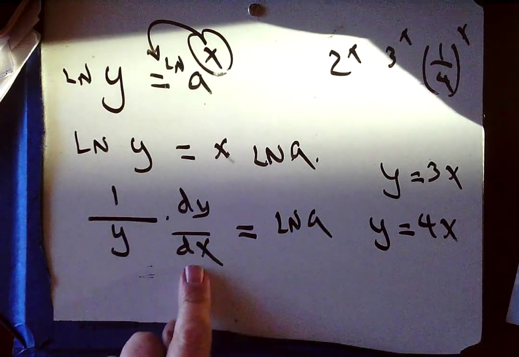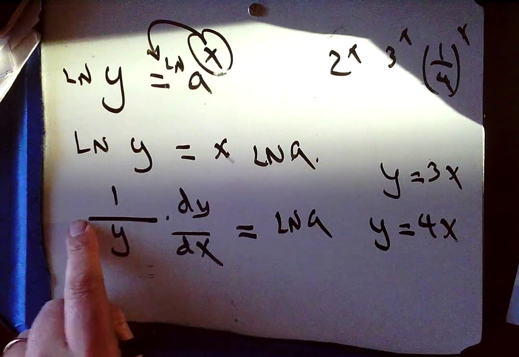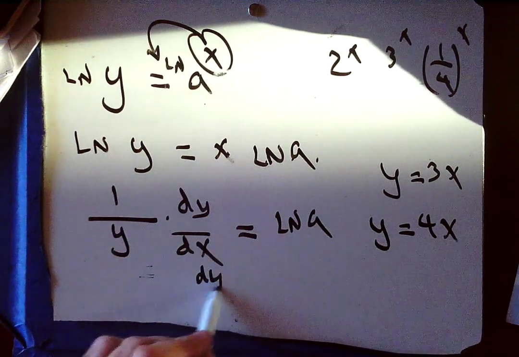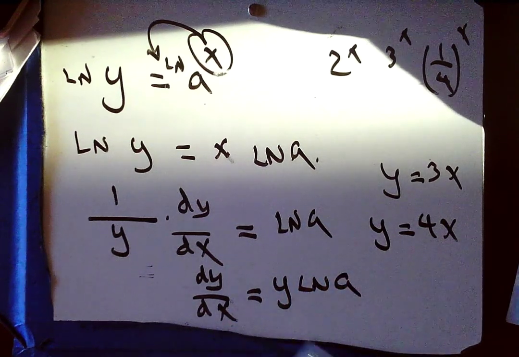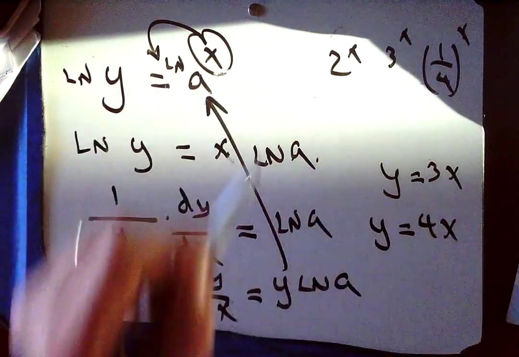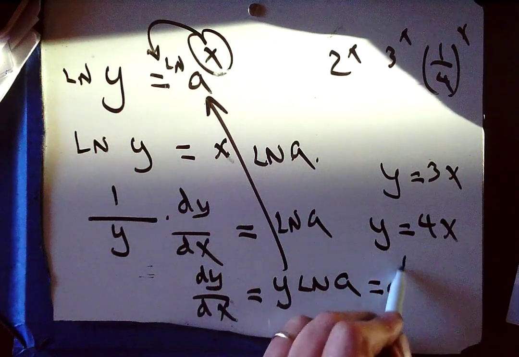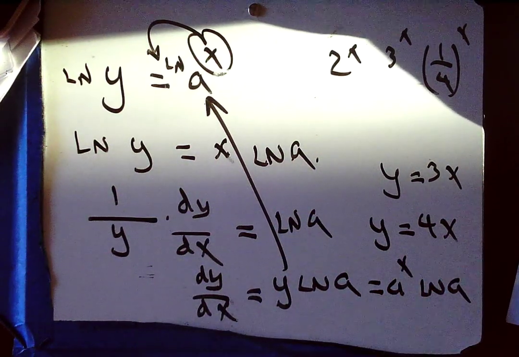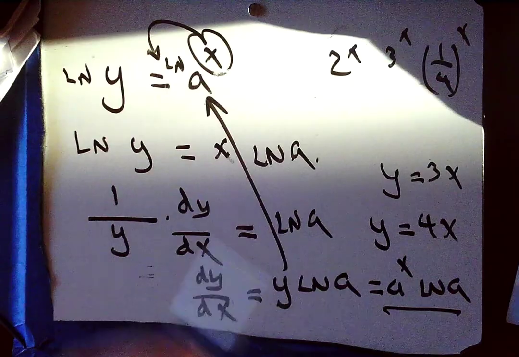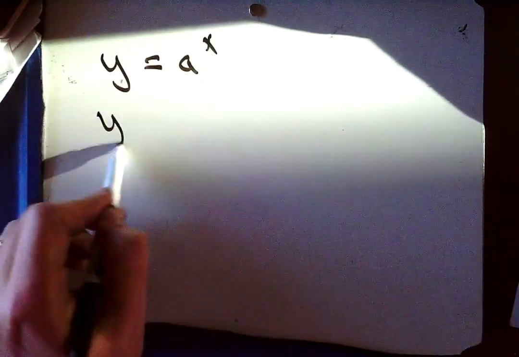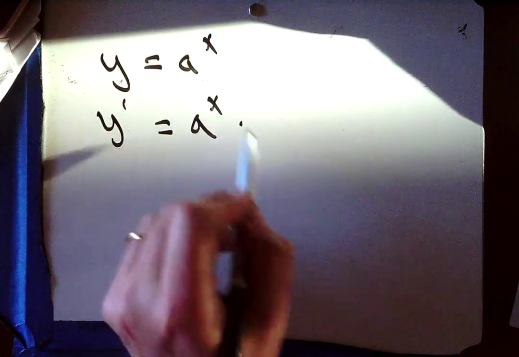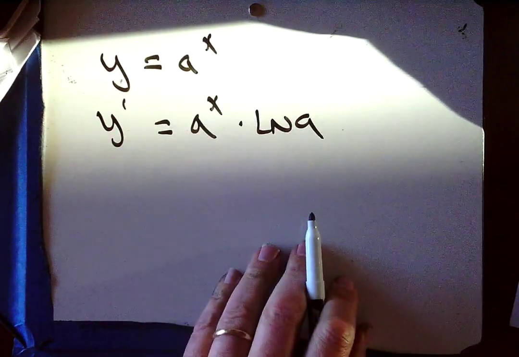Remember here we're trying to solve for dy dx, so multiply both sides by y. dy dx equals y ln of a. And what was y originally? A to the x, so a to the x ln of a. This is my derivative of a to the x. So let's see if we can summarize that a little bit. If y equals a to the x, then y prime is a to the x ln of a.